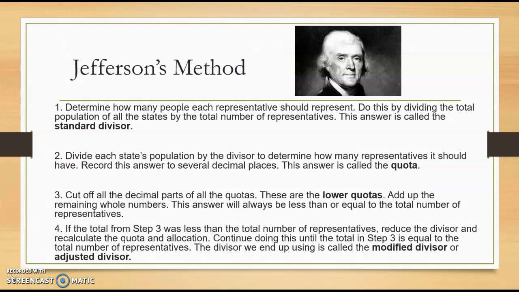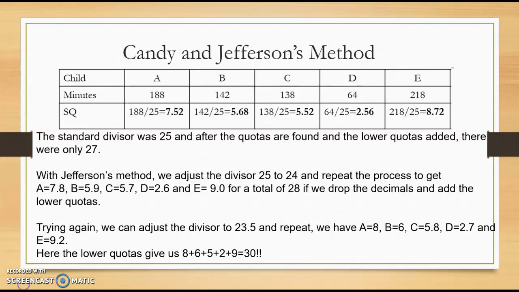The next method is Jefferson's method. This is Thomas Jefferson. He followed the same first 3 steps as Hamilton. He found the standard divisor, got the quotas, and also found the lower quotas. The last step is where it differs from Hamilton's method. Jefferson said, rather than allocating the remaining seats to the highest decimal place, we'll modify our divisor. With this method, you change that divisor to something smaller and then rerun all of your numbers. This is kind of a guess and check method and is much trickier than Hamilton's method.